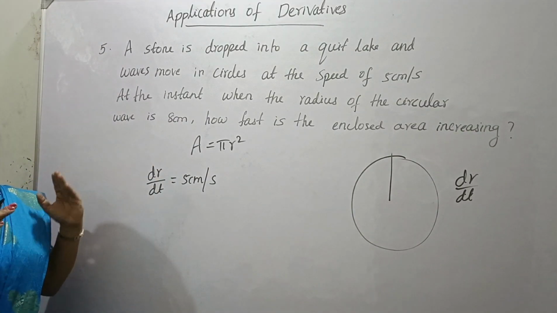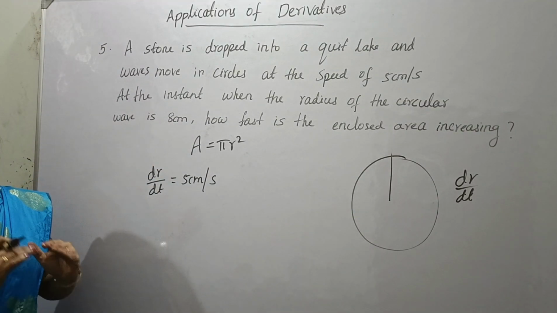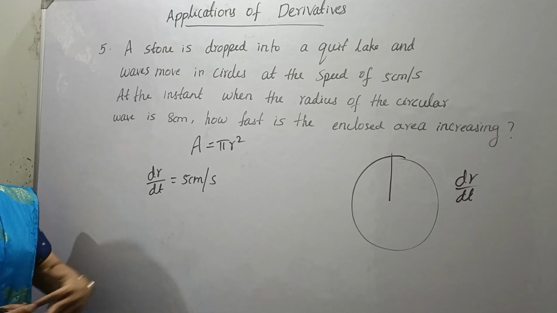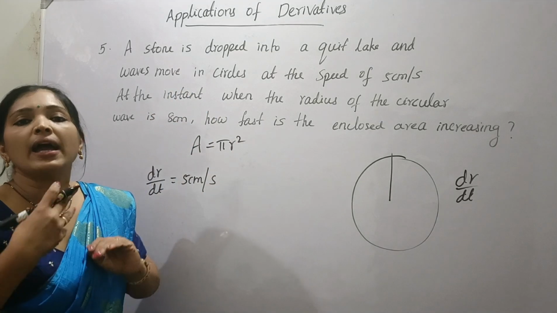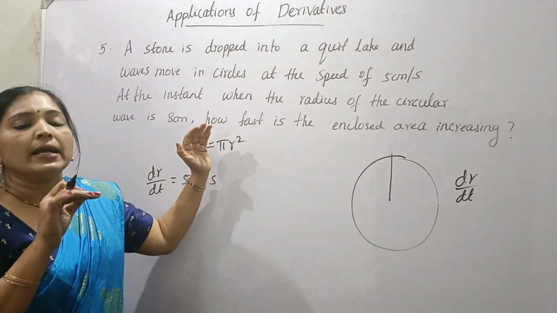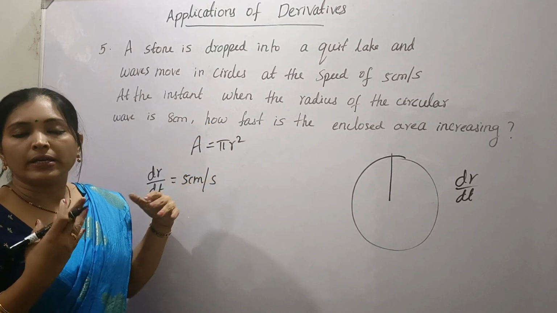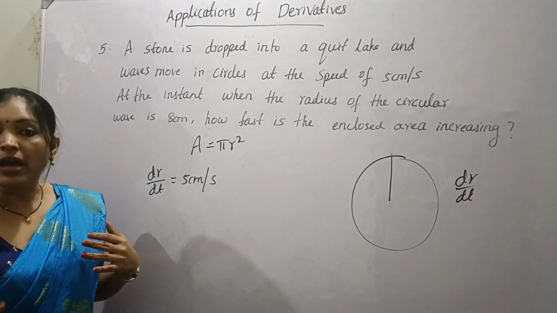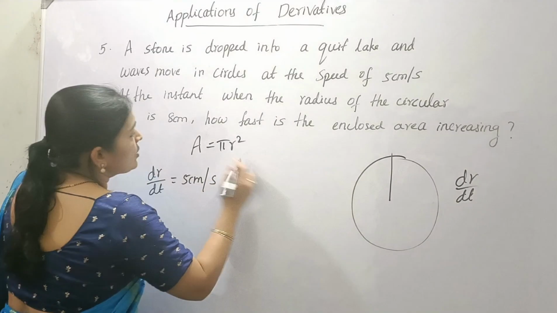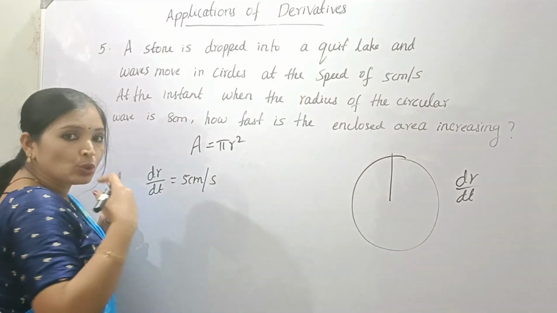What we have to find? dA by dt, the rate of change of area with respect to time. How fast is the area increasing, right? That means dA by dt, the rate of change of area with respect to time. So let's differentiate it with respect to t.